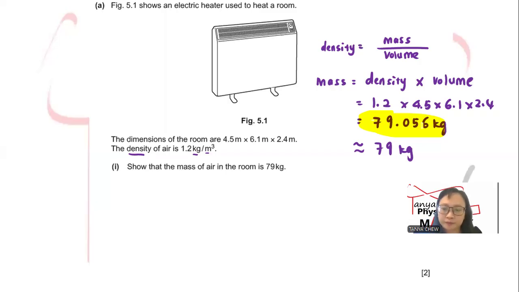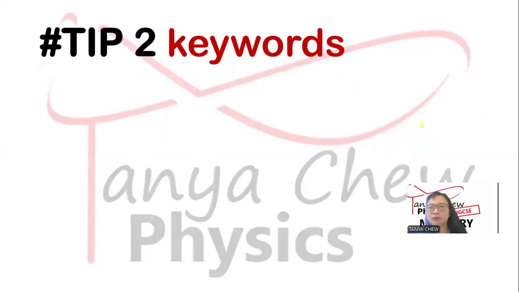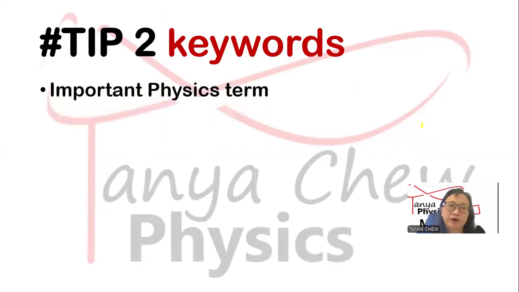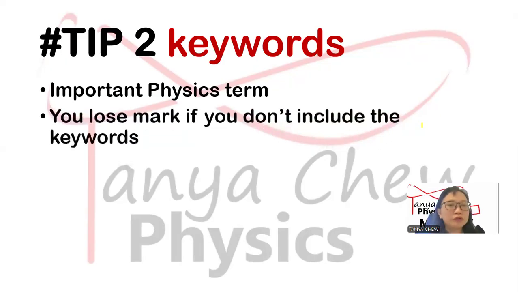Now, tip number 2. Most of the students stated that they didn't gain full marks because their teacher said that they lost keywords. They didn't write down keywords. So what are keywords? Keywords are important physics terms. For example, you have to use words like pressure, momentum, acceleration, velocity, speed, increase, decrease. You will lose marks if you don't include the keywords.